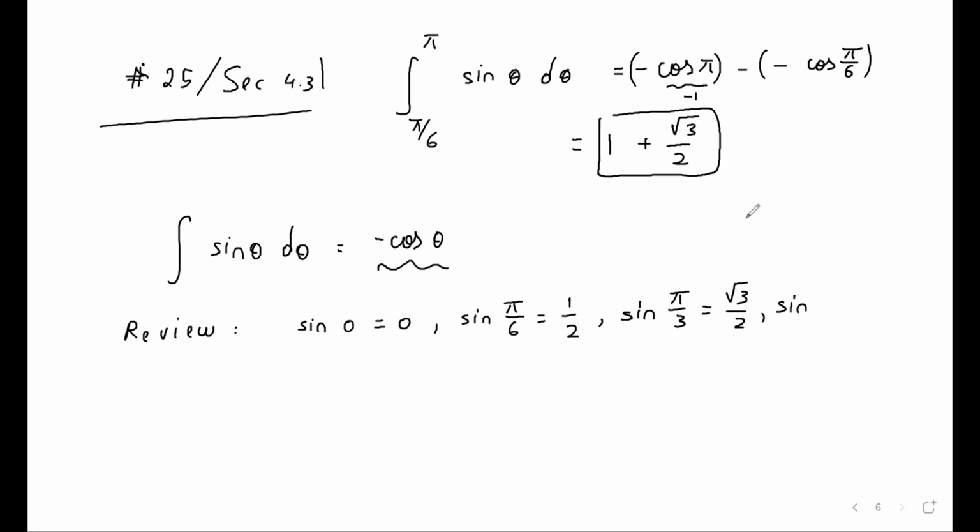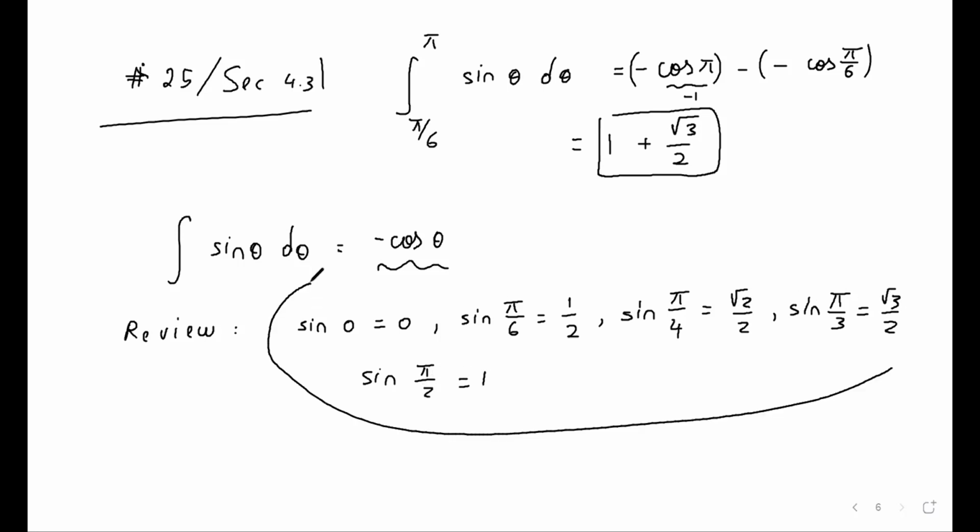So let's put sine of pi over 4 first. Sine of pi over 4 is square root of 2 over 2. Sine of pi over 3, we just wrote that, square root of 3 over 2. And then sine of pi over 2 is 1. So these are the values of sine.